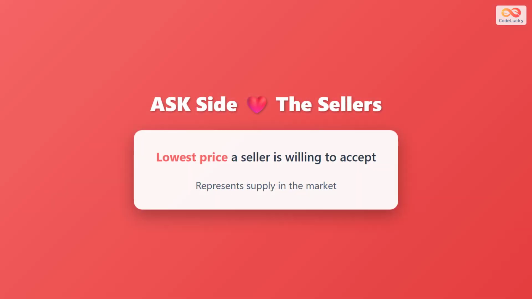Now let's look at the ask side. The ask is the lowest price that a seller is willing to accept for their asset. This side represents supply in the market. When you see many sell orders, it indicates that there's significant supply available for traders to purchase.